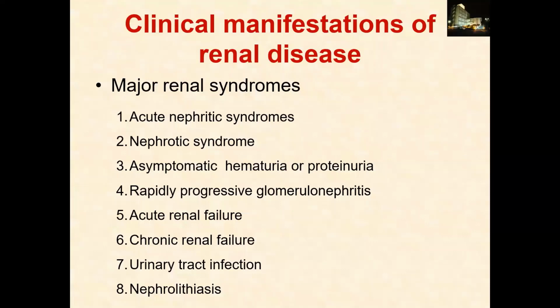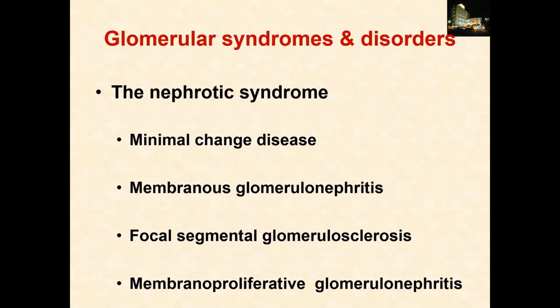And here we revise major clinical syndromes of the renal diseases, which are acute nephritic syndrome, nephrotic syndrome, asymptomatic hematuria or proteinuria, rapidly progressive glomerulonephritis, acute renal failure, chronic renal failure, urinary tract infection, and nephrolithiasis. Glomerular syndromes and disorders, starting with the nephrotic syndrome.